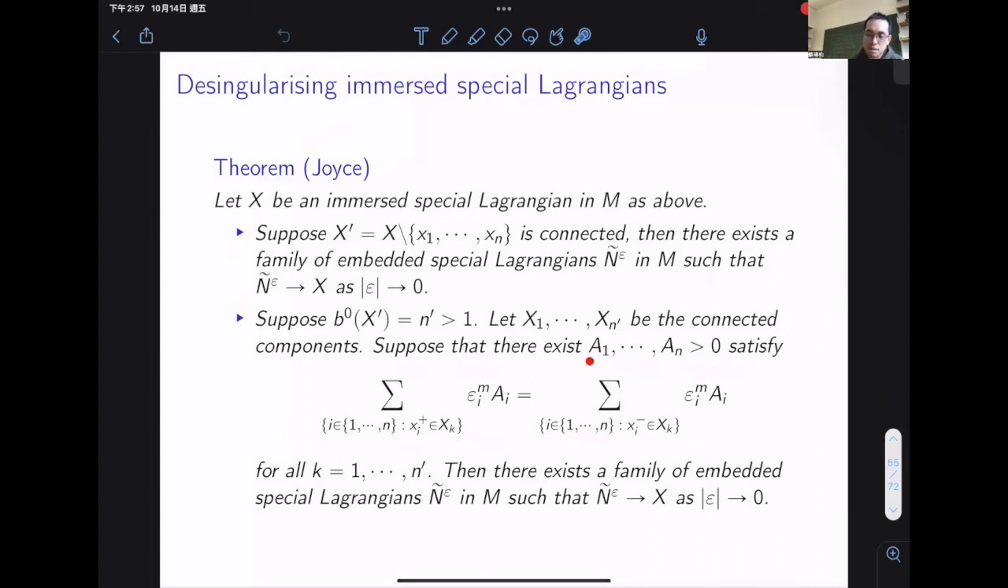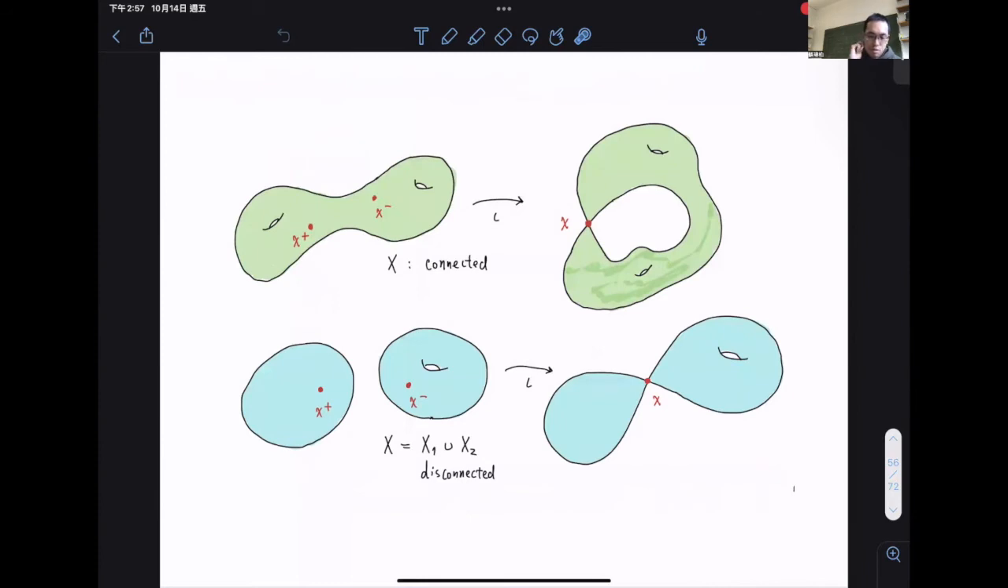Suppose we can find these A1 to AN, then there exists a family of embedded special Lagrangians N_epsilon tilde such that it converges to X as epsilon goes to 0. Okay, so this is the balancing condition I'm referring to.